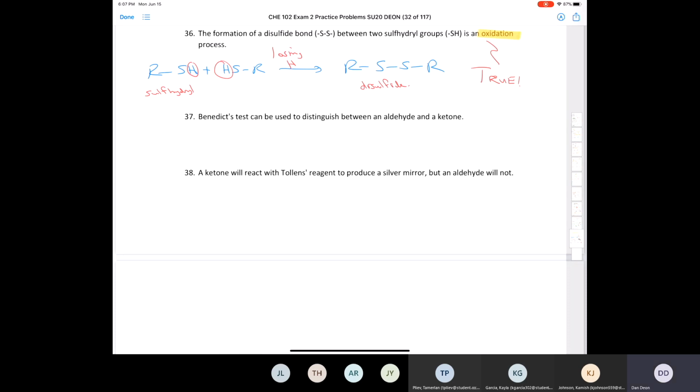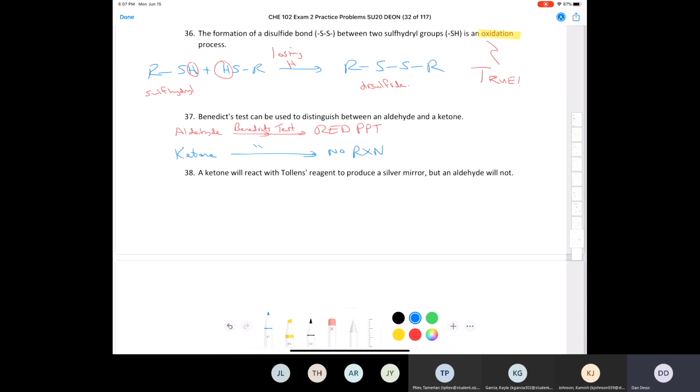True. That's right. So an aldehyde with Benedict's test gives you a red precipitate. If you treat a ketone with the Benedict's test, you get no reaction.